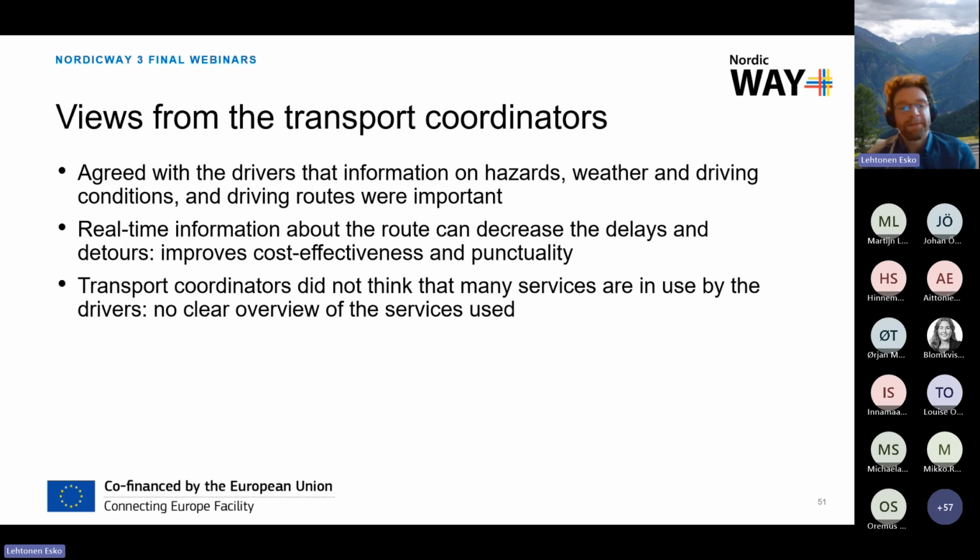What was interesting is that transport coordinators did not really think that many services are used by the drivers. Well, partially that's true, but overall the professional drivers indicated that they already have some services in use, and the transport coordinators did not really know exactly what kind of services the professional drivers are using. Of course, all the logistics companies have some of their own systems, like GPS tracking of the vehicles, etc. But they are not really CITS services as such.